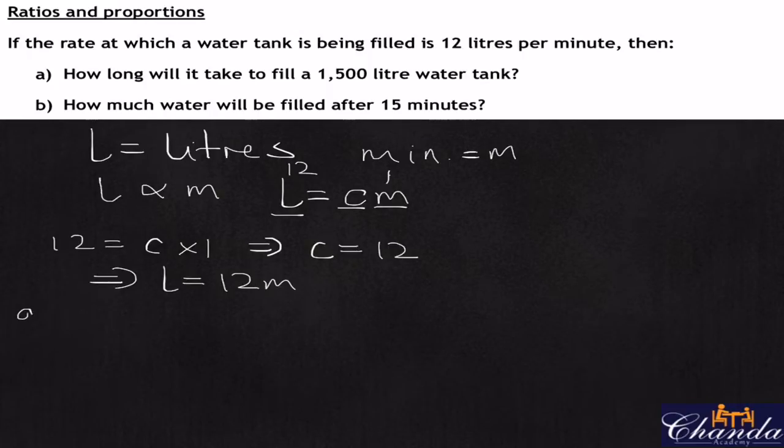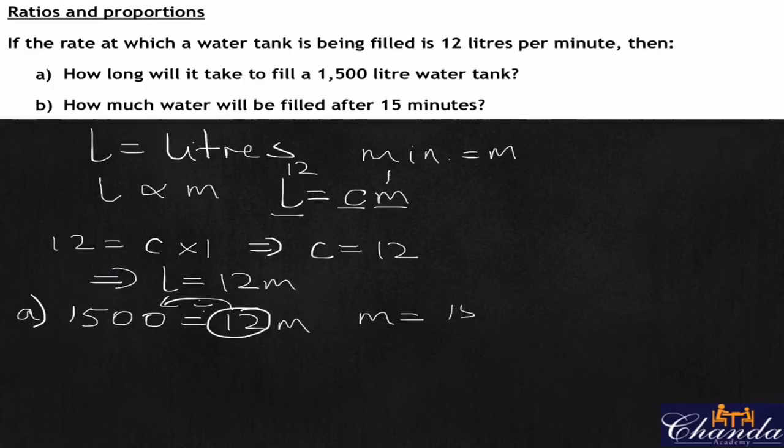How long will it take to fill a 1500 liter water tank? So 1500 liters replaces the L in L equals 12M. Now taking the 12 to the other side as a division, we have M equals 1500 over 12, which gives me a value of 125. So it would take 125 minutes.